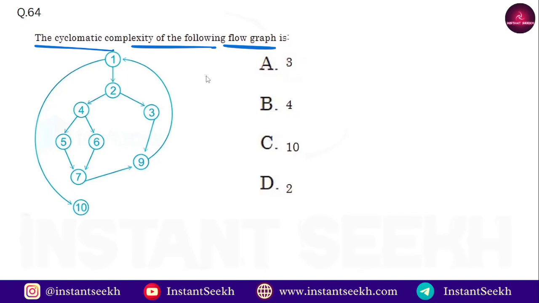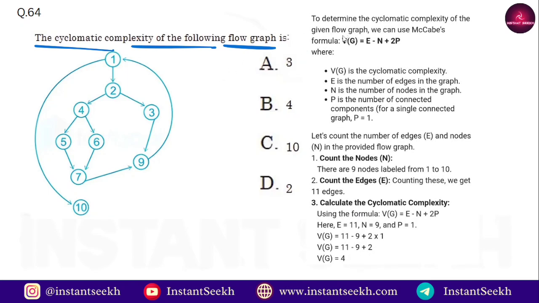Okay, so the graph is given. Let's start. To determine the cyclomatic complexity of the given graph, we use the formula V(G) = E - N + 2P. That is McCabe's formula. Here V(G) is the cyclomatic complexity, E is the number of edges in the graph, N is the number of nodes in the graph, and P is the number of connected components. For a single connected graph, P equals 1.